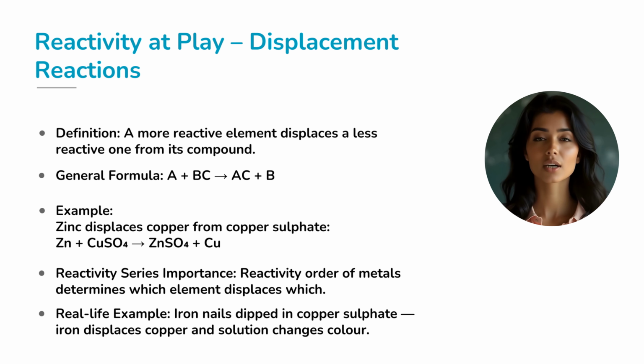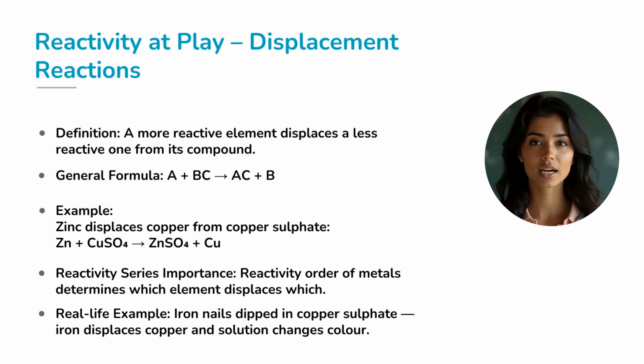This reaction is governed by the reactivity series, a list ranking metals by their ability to displace others. In labs, we often dip iron nails into copper sulfate and watch the magic unfold as the nail turns reddish brown with deposited copper. You're literally watching one metal oust another.